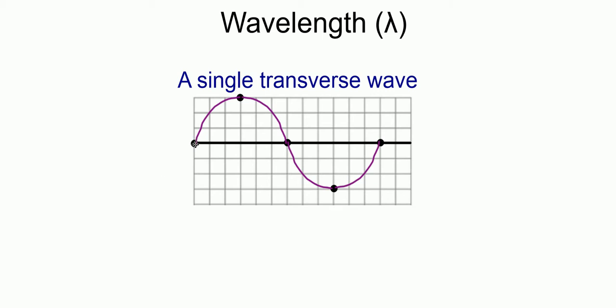Be careful, don't think that going up to the crest and back down to just there, that much right there, is a wave. That's a half transverse wave. For a full transverse wave, you've got to go to the crest and back to the center line, down to the trough and back to the center line. That is one full transverse wave.